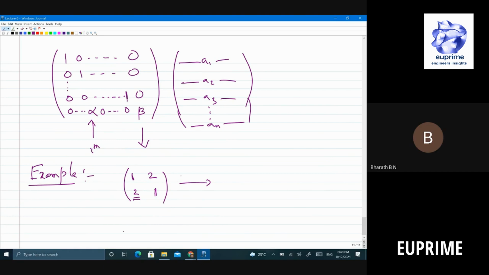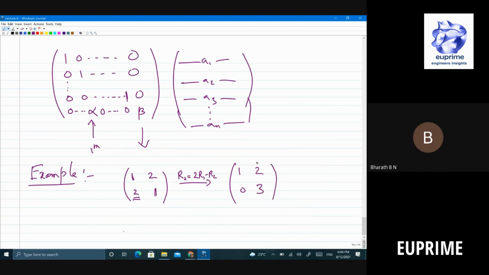Okay. So what do I do? R2, the row 2 is what? 2 times R1 minus R2. Okay. So what do I get? 1, 2, 0. I have to multiply the first row by 2. I'll get 4, right? Subtract the second row. 4 minus 1 is 3. Okay. So what should I do after this?